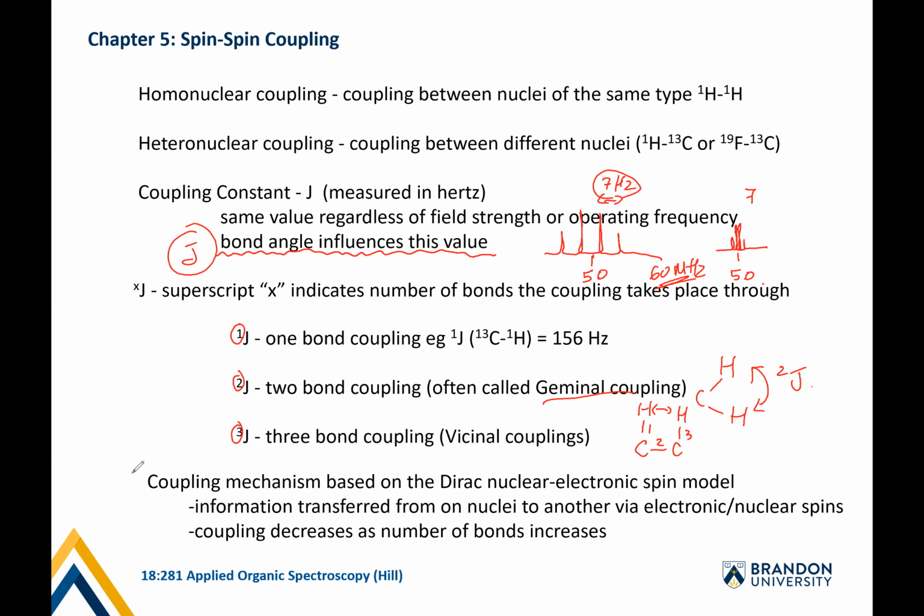Now the mechanism is a bit complicated. Basically we're using Dirac's nuclear spin model. We're not going to get into that because that's above our pay grade for what we're doing in this class. But the important thing is that typically the coupling will decrease as the number of bonds increases. So the further away, that value will typically get smaller. And there's such a thing as J4 and J5, which we call long range couplings, and we'll give some specific examples of that a bit later on.